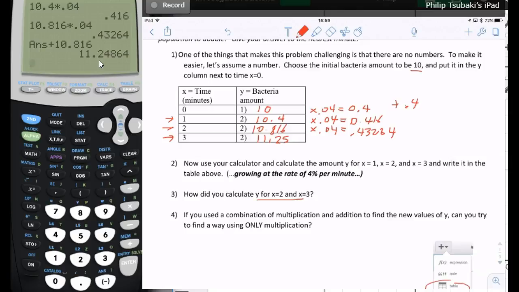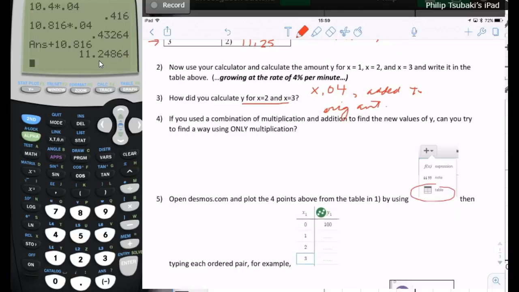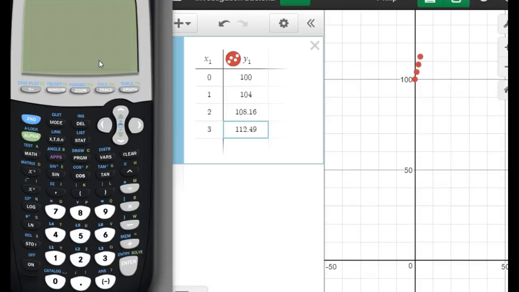Then it asks us how we calculated the y for x equals 2 and x equals 4. Basically what we did was multiply by 0.04 so that we could find out how much the growth was, and then we added that to the original amount. That's pretty much our procedure. And then in 4 it says, if you used a combination of multiplication and addition to find the new values of y, can you try to find a way using only multiplication?